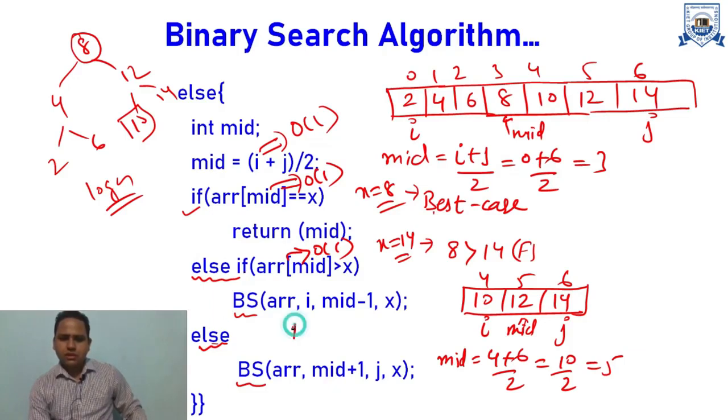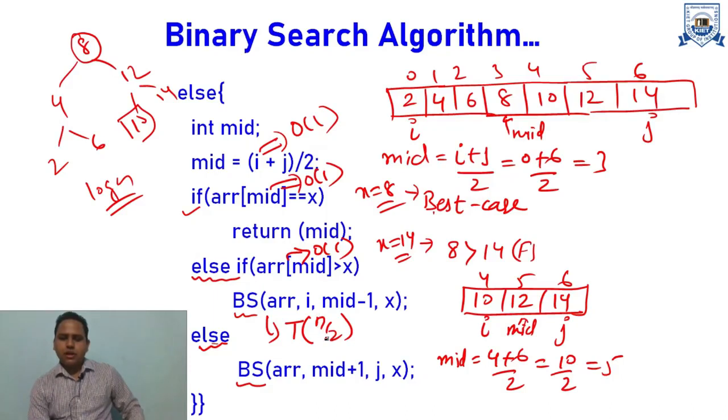Since we are dividing by 2, the time taken will be T of n by 2, where we are using T(n) to denote the time complexity of this binary search. So either we go to left or we go to right. So we are taking a single T(n/2). We are not writing 2 times T(n/2). Remember that, because it is if else. Either we go to the if or we go to the else. So let's take it as T(n/2).